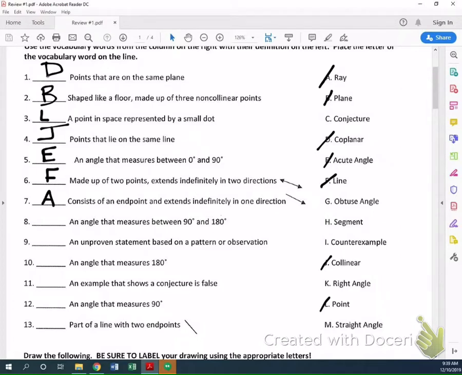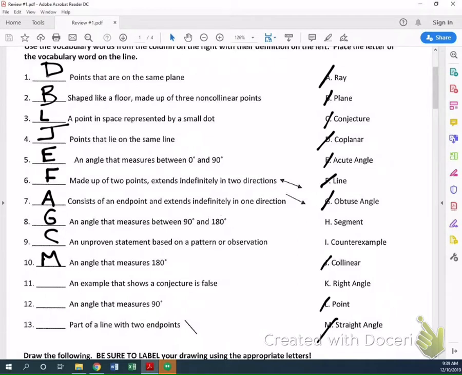Number 8, an angle that measures between 90 and 180. G. G, obtuse. Number 9, an unproven statement based on a pattern. Yes, conjecture. Good. Number 10, an angle that measures 180. M. M, a straight angle.